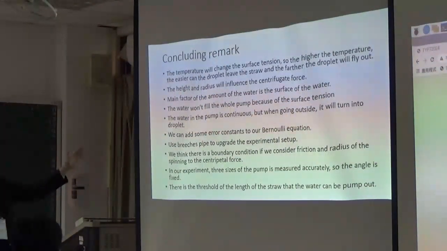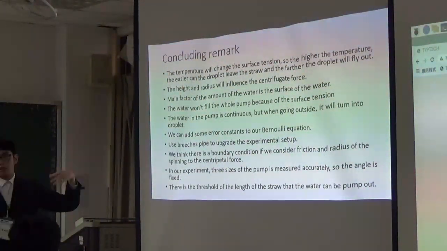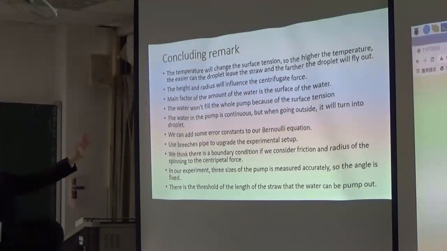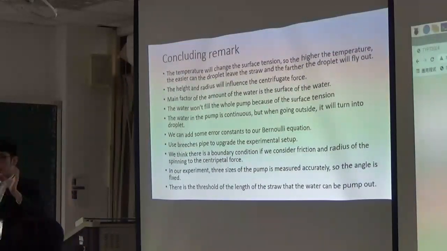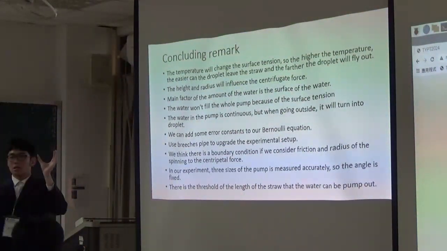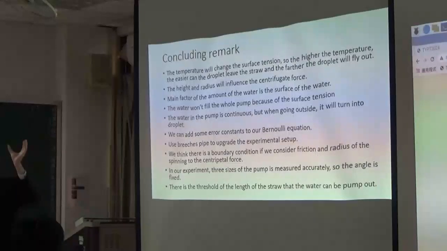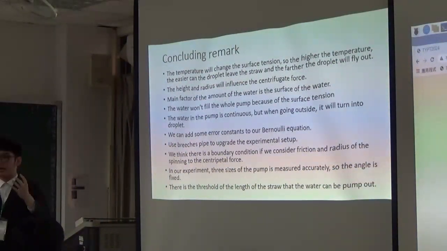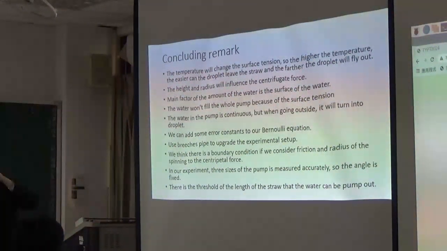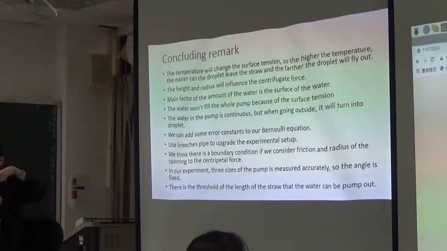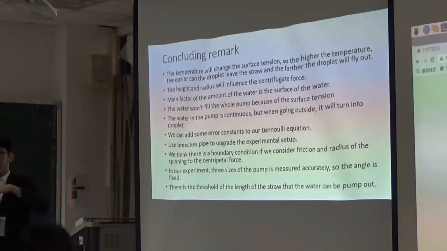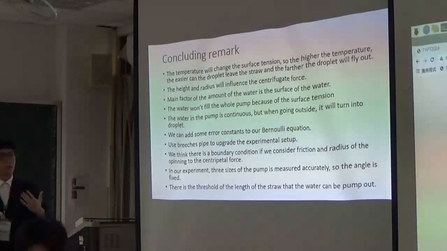And we can add some error constant to our Bernoulli's equation to consider the energy loss. Next, we can use a bridge pipe to upgrade the experimental setup. A bridge pipe is a pipe connected to containers. So when we change the height of one container, the water level of another will also change because of the water pressure. And I don't think that adding water in the beaker where you are doing the experiment is a good idea, because it will cause waves on the water surface and surface tension disturbance.